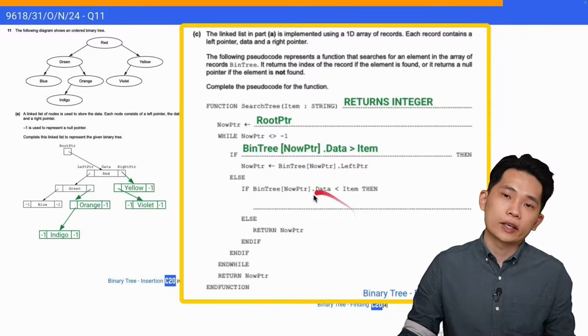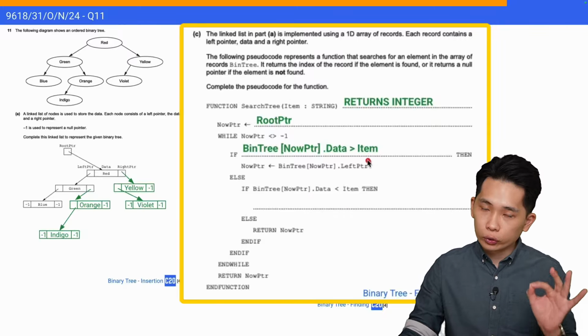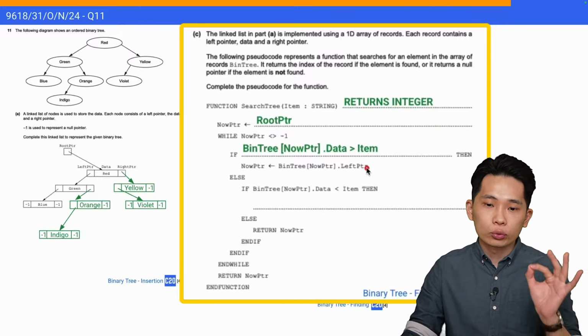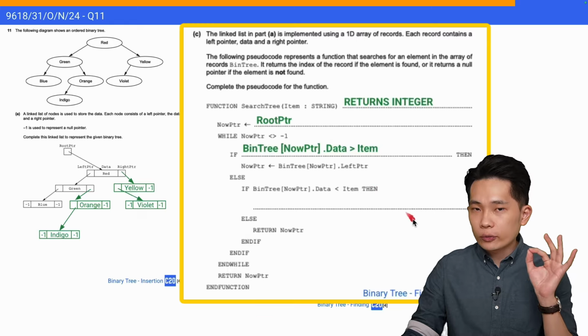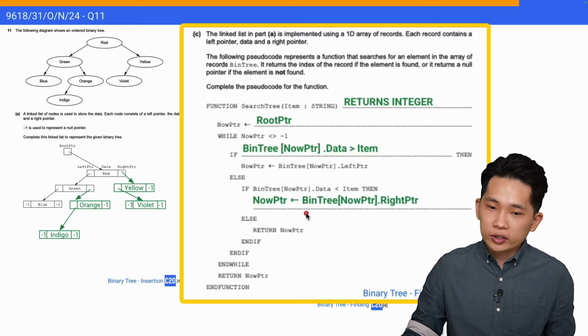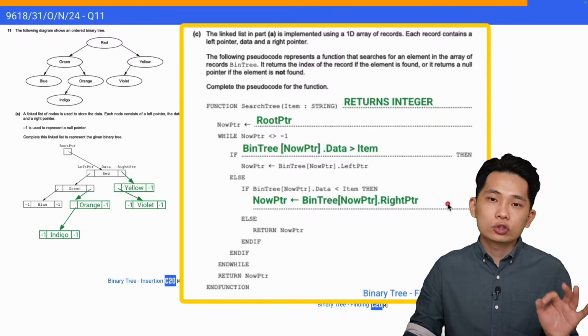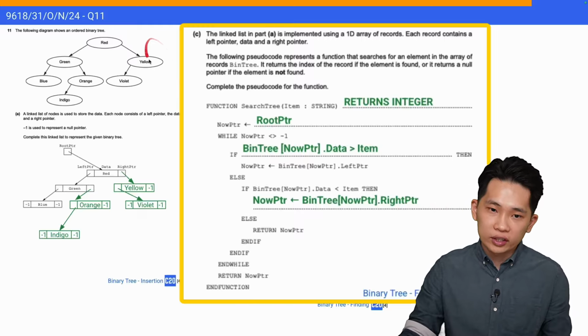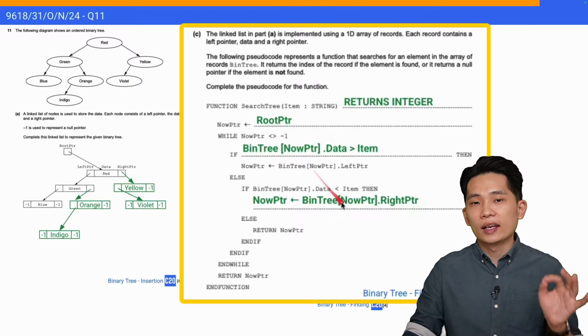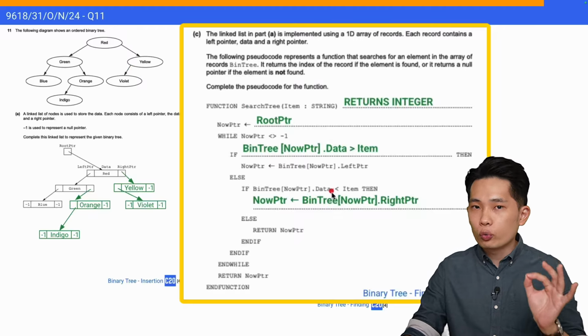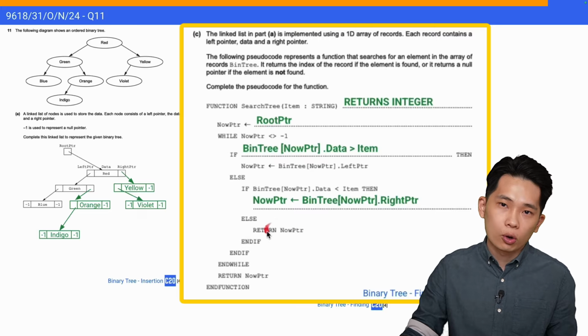For the next assignment, we will just copy what is shown above here, but change it to right pointer here. Therefore, it will be something like this here. Null pointer is equal to bin3 bracket null pointer dot right pointer here. So let's say if you are searching for yellow now, you just go to the right hand side of red here. And then let's say if we found the value we are searching, it will just return null pointer here.